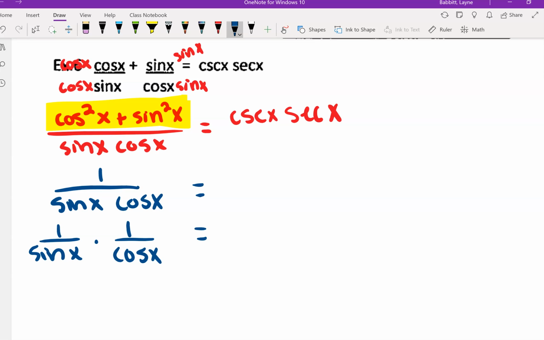And again, remember we want that to equal what we have on the right. Well, 1 over sine x is cosecant. 1 over cosine is secant. So the left does equal the right.